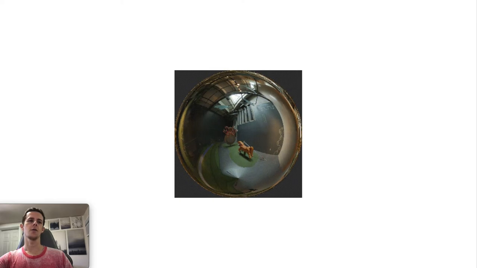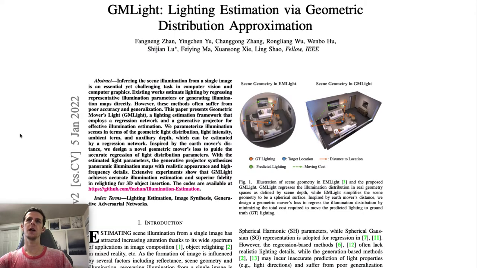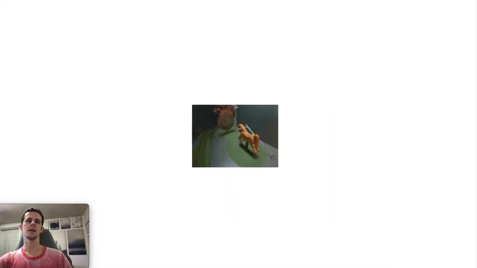Well, for our happiness, there's this paper called GMLight, Lighting Estimation via Geometric Distribution Approximation. I'm going to explain it at a high level so you understand the basic idea, without going into details. The details are in the paper, so if you're interested you can check that. What they propose is a really neat way to solve this. And as I mentioned before, since it's a really hard problem, what they propose is to do it in two simpler steps.